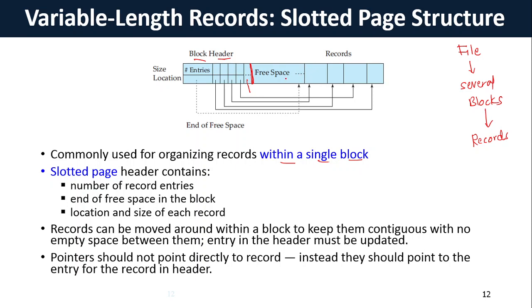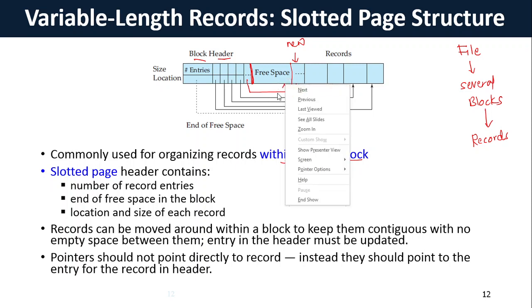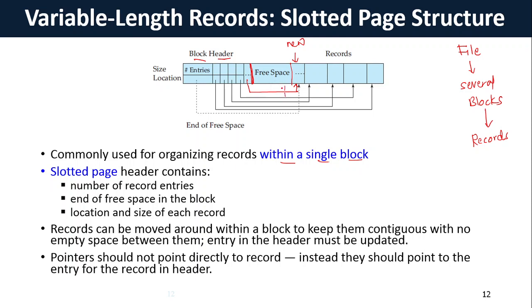Now the space is allocated according to the length of the record, and in this space the new record can be inserted, and this pointer gets updated such that it points to this new record. Accordingly, the free space pointer also gets updated such that it is now pointing to the end of this free space after inserting this new record. Okay, so this is how the record is inserted into the block.